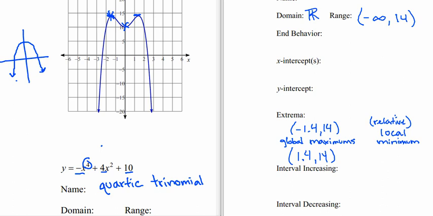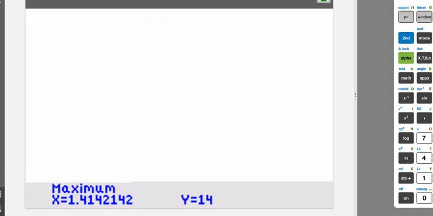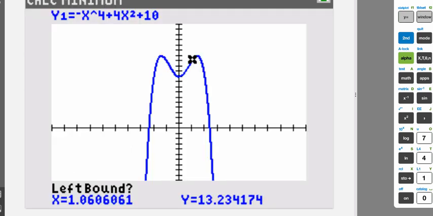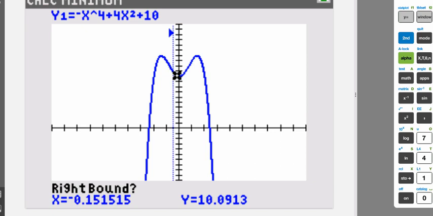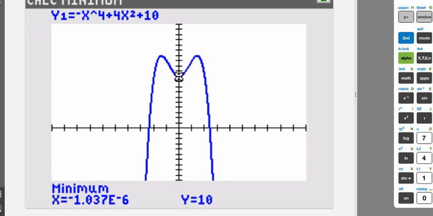And let's find out what that point is. Second, trace. This time we want a minimum. Go to the left of it, enter, go to the right side of it, enter twice. Okay, you see where it says -1 e -6? That means times 10 to the -6. So it's basically 0.